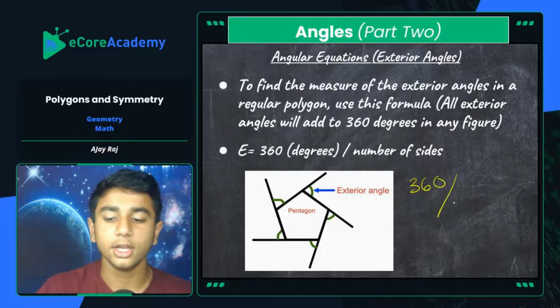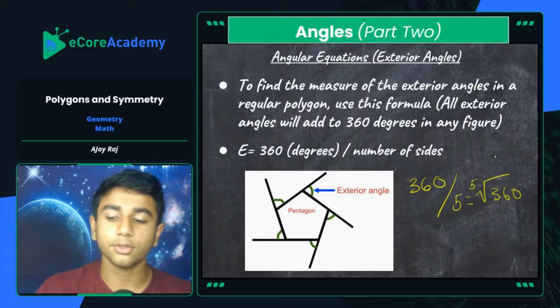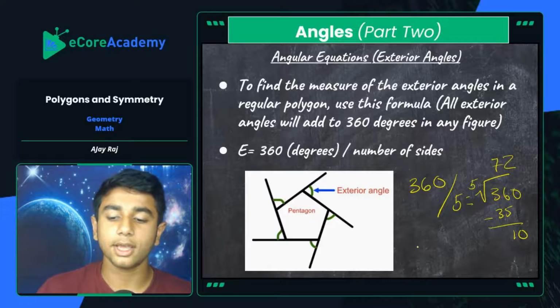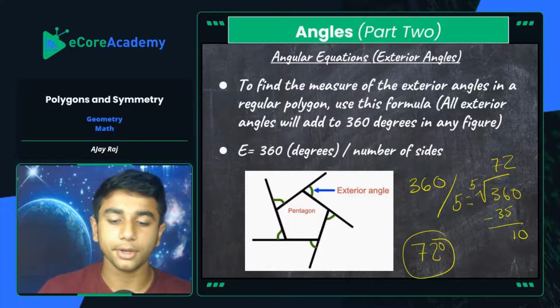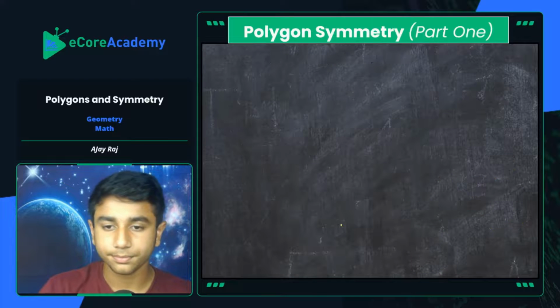So if you divide 360 by 5, we can do our long division here. 360 and 5. 5 goes into 36 7 times. So 35, minus, 1 and then 10. And 5 goes into 10 2 times. So we're going to have 72 degrees as our exterior angle. So that's going to be the value of this exterior angle here for all of them, since they're always going to be equivalent as well.